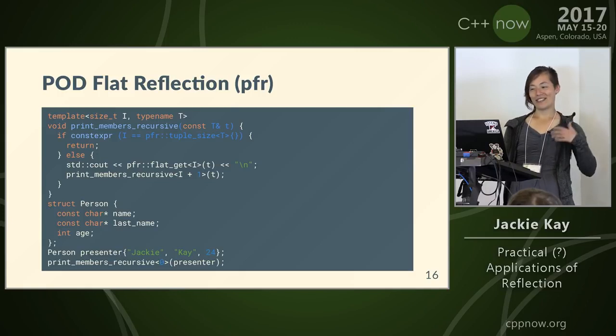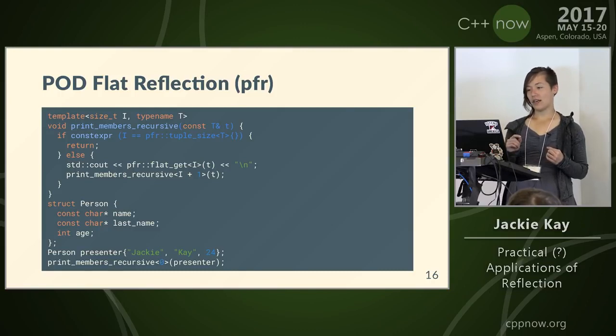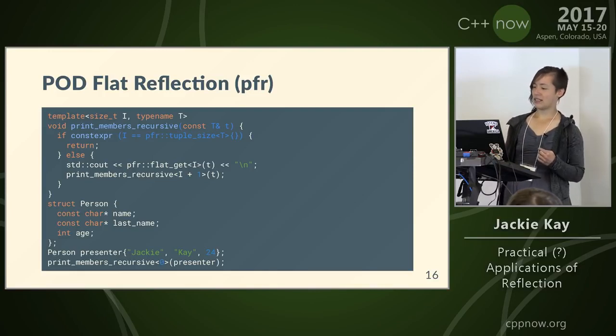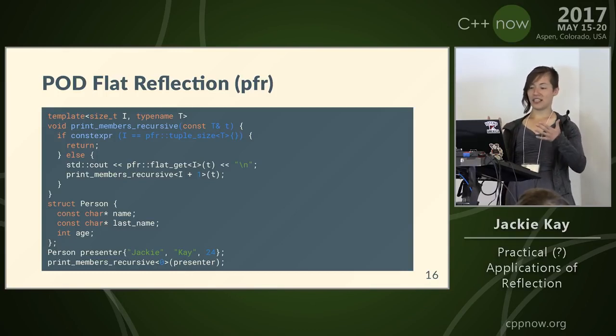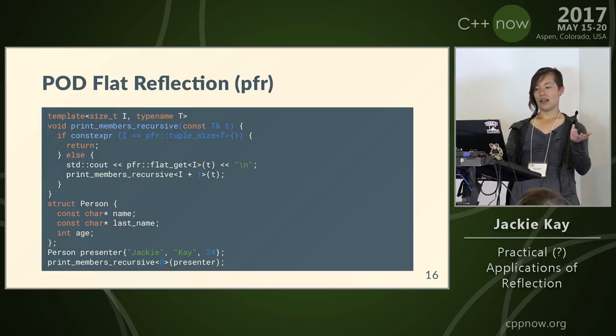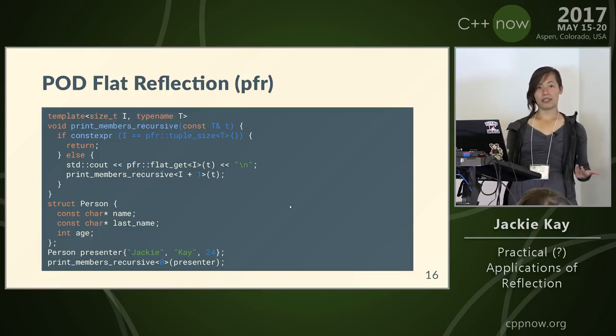Another really interesting library in this tradition is really cool because it doesn't require you to know and to enumerate the members of the struct you're trying to reflect on. So it used to be called magic get. I think it's now called PFR. What I want to call attention to is this PFR flat get of I, where I is a compile time, or it's a non-type template parameter integer. And basically, your members will get ordered 0 through N. And you can use a compile time integer to access your members without any of this annotation stuff. And the caveat is it only works on POD types, plain old data types.